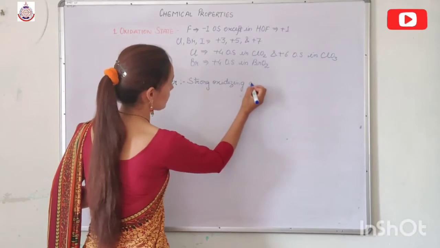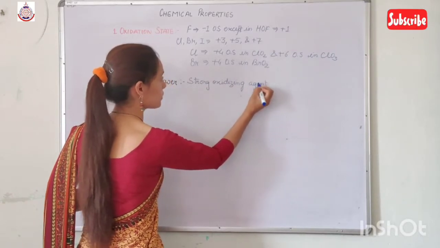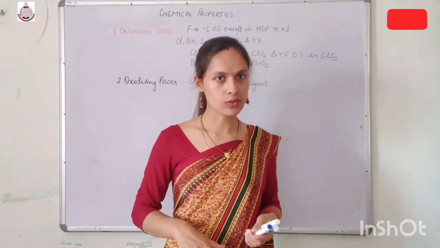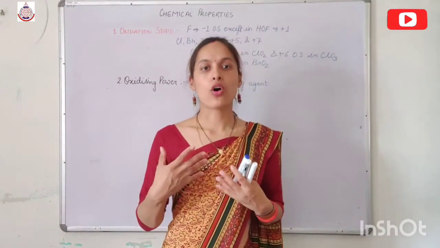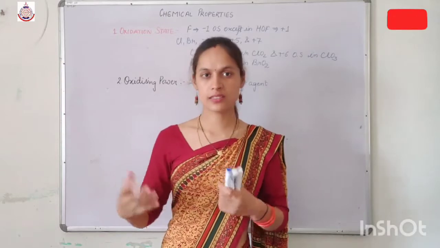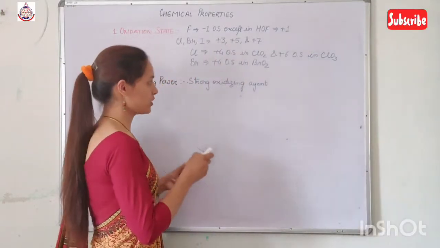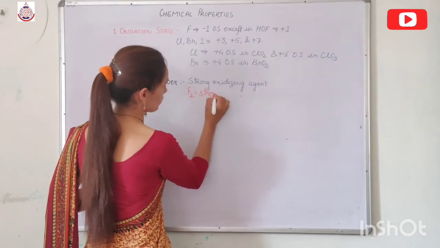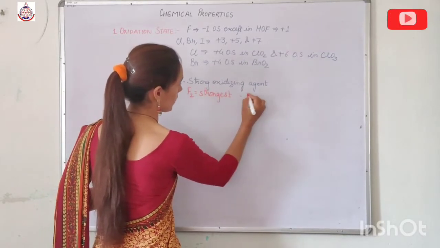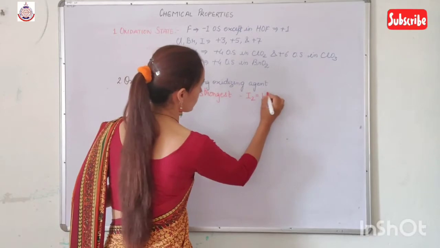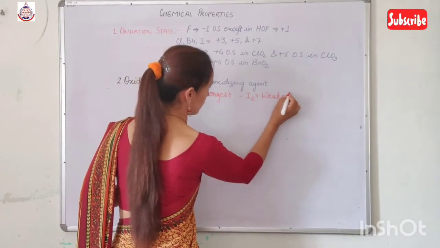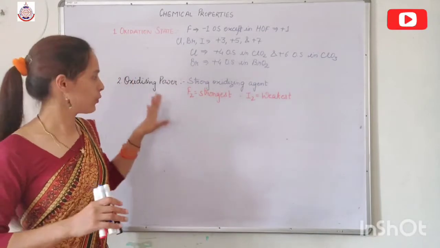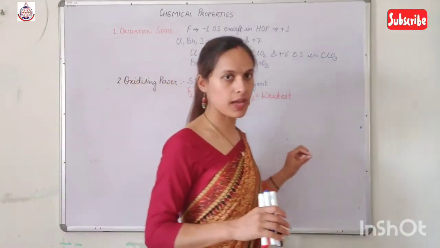But we know that the tendency to gain electrons decreases on moving down the group. Therefore, the oxidizing power also decreases down the group, as a result of which F2 is the strongest oxidizing agent, while I2 is the weakest oxidizing agent. Clear? We are talking about the oxidizing power.